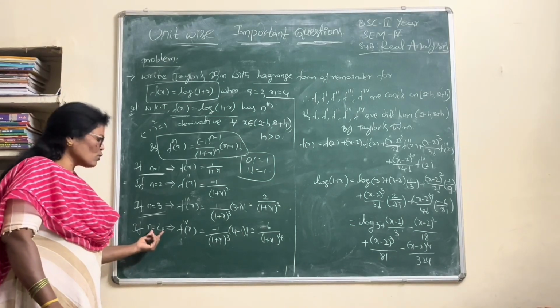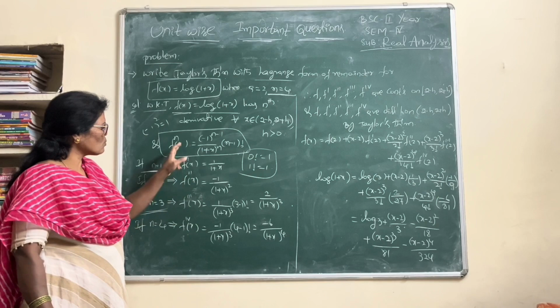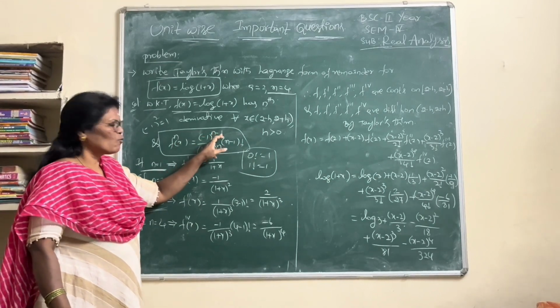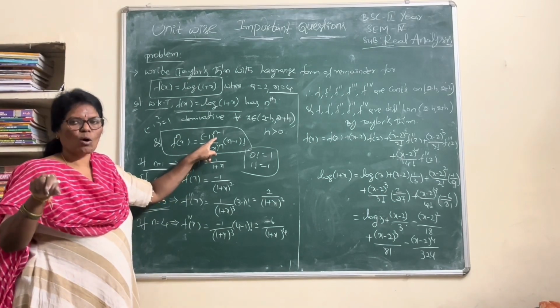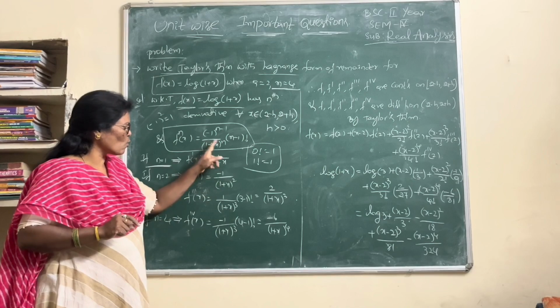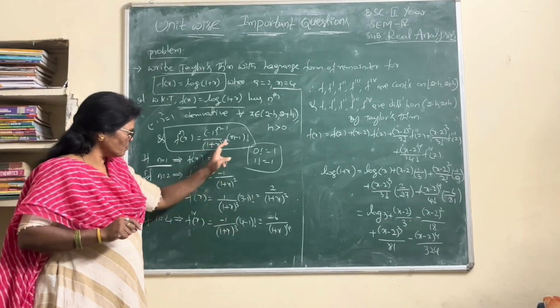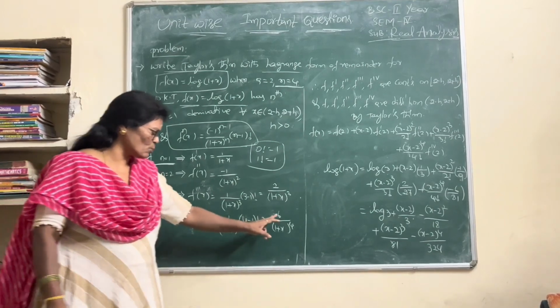And lastly, n equal to 4, you should substitute in this expansion. f power 4 of x is equal to (minus 1) whole power 4 minus 1. 4 minus 1 is 3, and 3 is odd, so (minus 1) whole cube is minus 1. You should get 1 by (1 plus x) whole power 3 only, times (n minus 1) factorial, 4 minus 1 factorial.